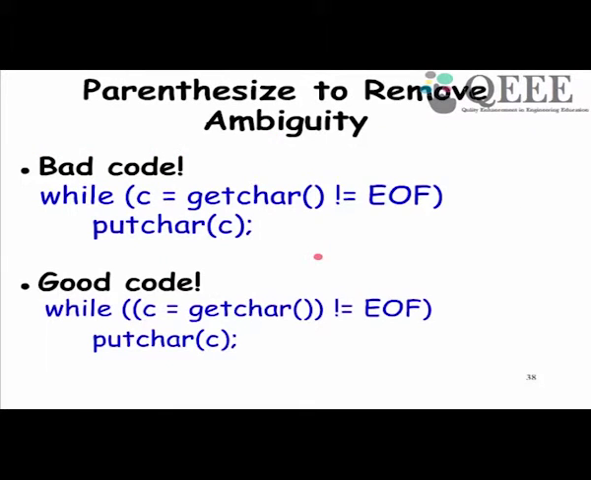This is another classical example, where one does not know whether the not-equal-to or the assignment applies first. Does this have higher priority or this, and so on. The programmer who is trying to understand the code can get confused and spend a lot of time finding out what's happening here. But if we give a bracket here, it becomes clear that T is assigned getchar, and then that is compared with UF.